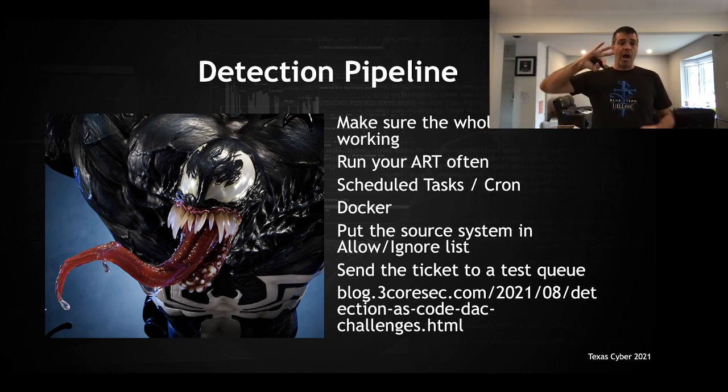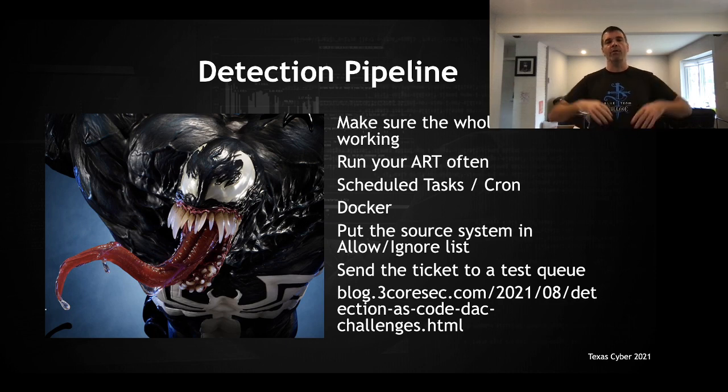So yeah, we want to run our Atomic Red Team tests as often as possible to make sure that the whole pipeline is working. One of the easiest ways to do that is to use a scheduled task on Windows or a cron job on Linux. We can also use Docker if you're a bit more advanced and if you're into containers and all of these good things. Might be even more efficient, but still a cron job or a scheduled task will get you started very quickly. It takes a few minutes to run these things.